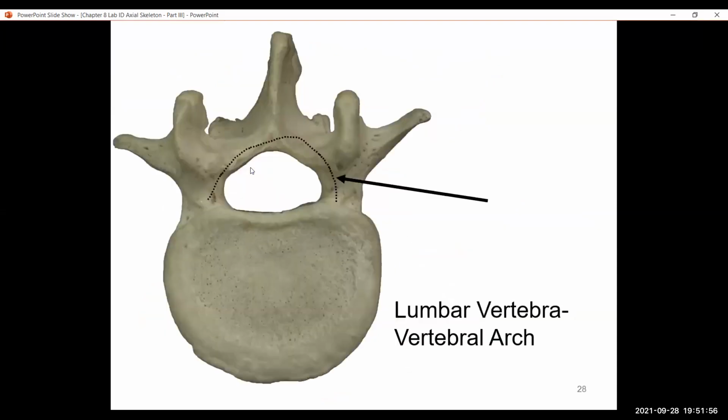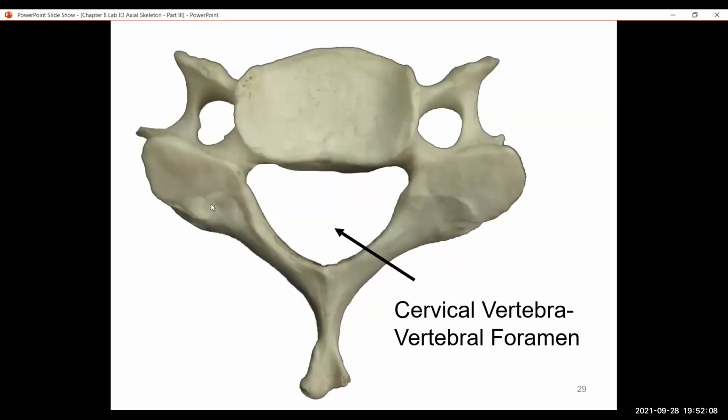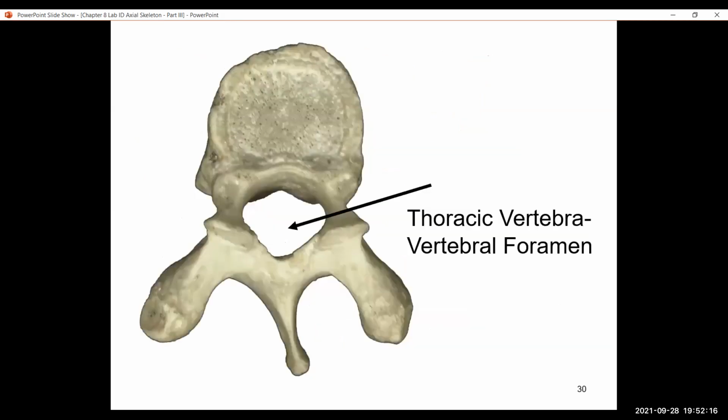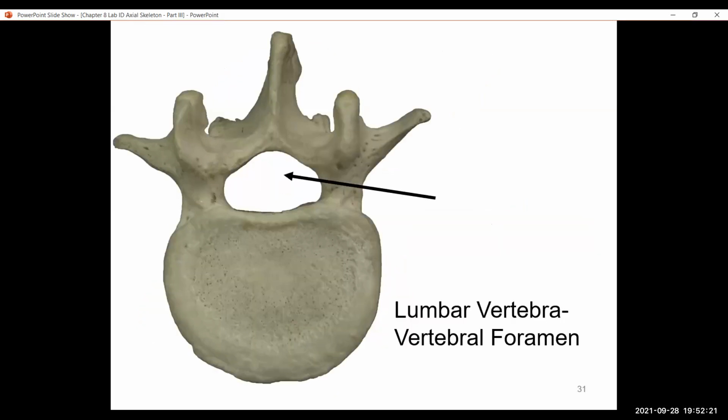I got one here, the lumbar vertebra, that's way better. So the vertebral arch comes directly off the posterior aspect of the body. It includes all of this. The vertebral foramen is the opening there, just posterior, behind the vertebral body. Here you can see the vertebral foramen on a thoracic vertebra and the vertebral foramen on a lumbar vertebra.